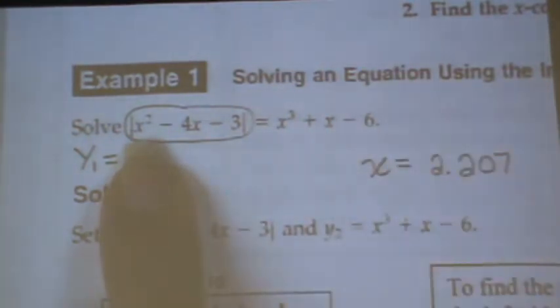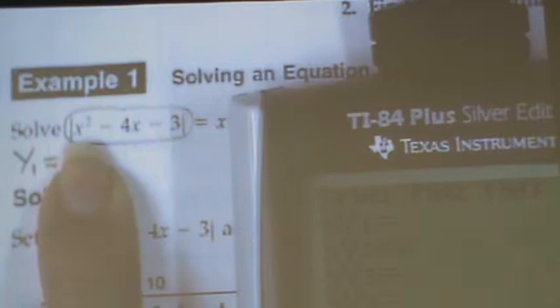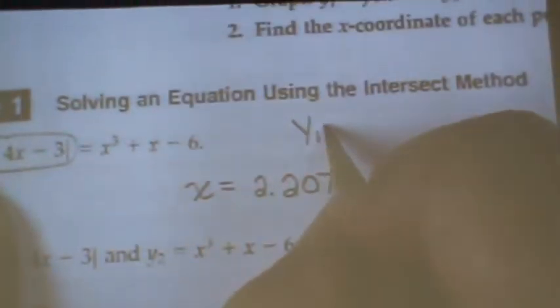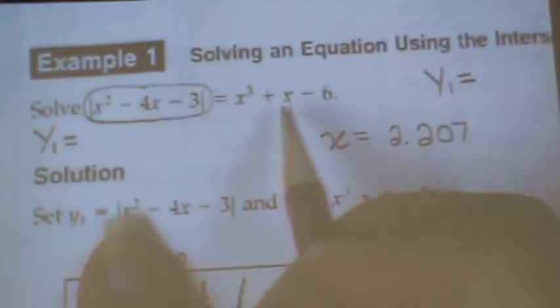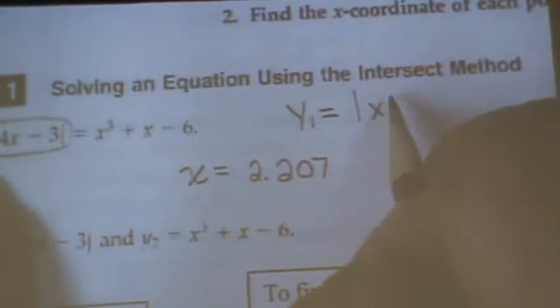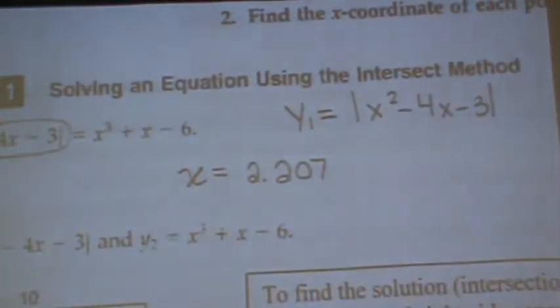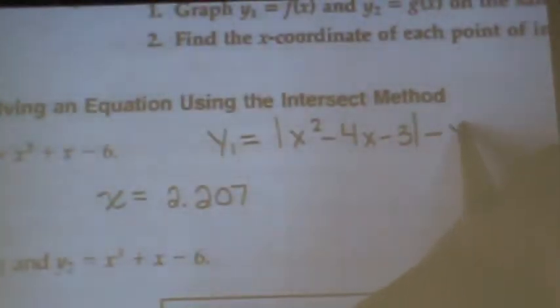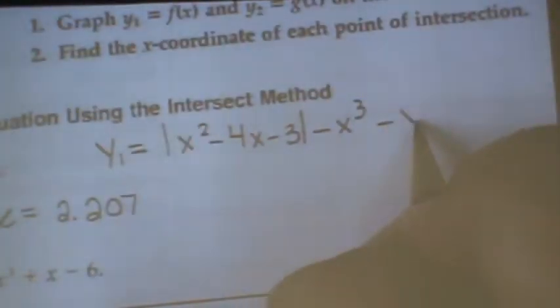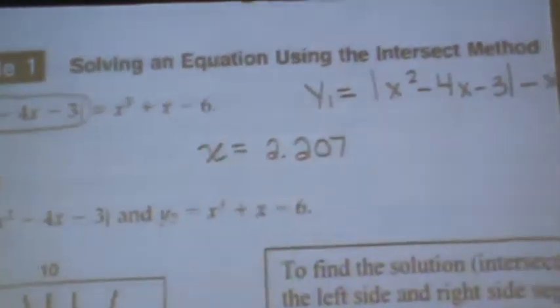So what I want you to do is go back to y1, clear both equations, and on line y1, I want you to type this whole equation. It would look like this: absolute value of x squared minus 4x minus 3, absolute value bar, and then minus x cubed minus x and plus 6. All I did was move these three things to the other side, just changing their signs.